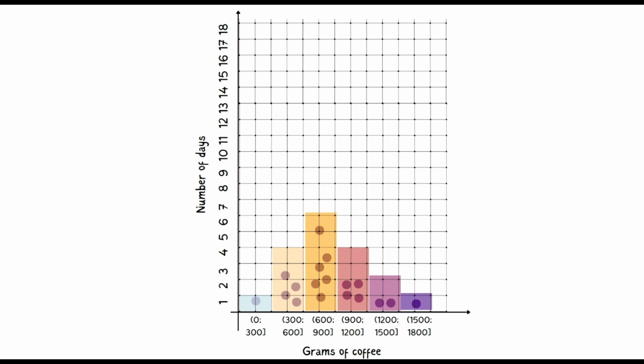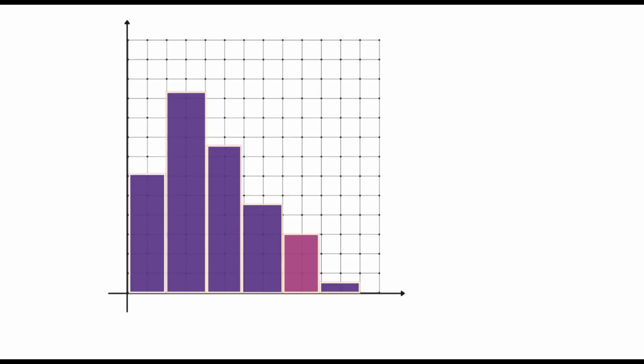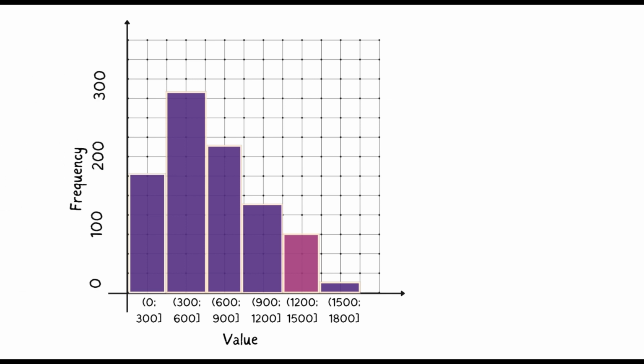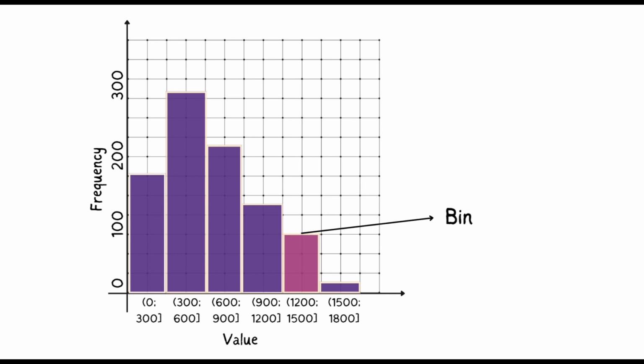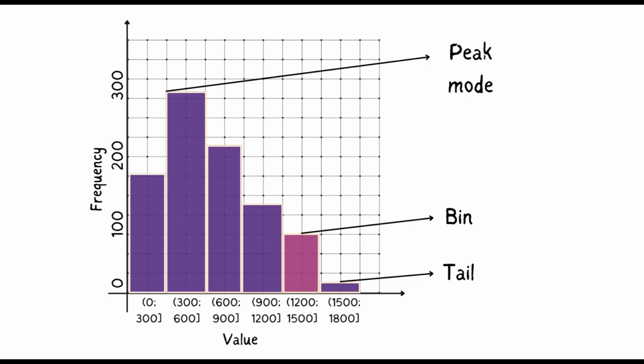But let's see, how do we interpret a histogram? The values on the horizontal axis are called bins. They are in fact ordered and non-overlapping ranges of values. The vertical axis represents the frequency, the number of values that fall in each of the bins. The highest bin is called the peak, and it represents the mode or the most frequent value. The extremes are called tails, and they can be either to the left or right.